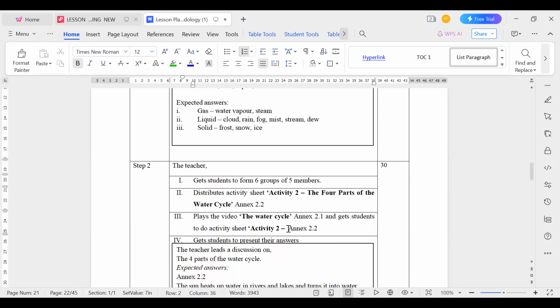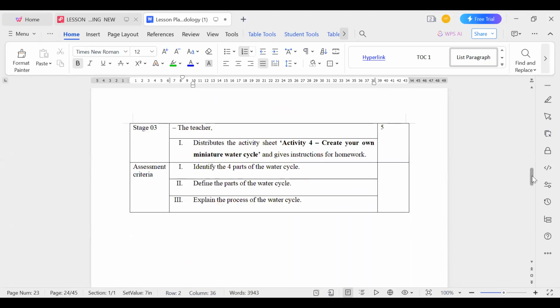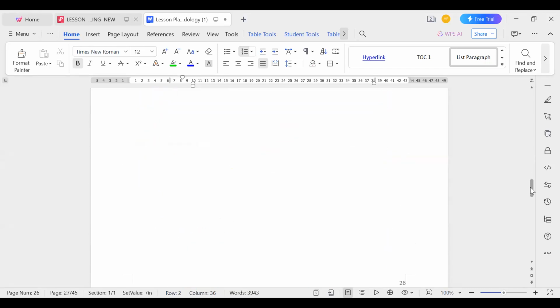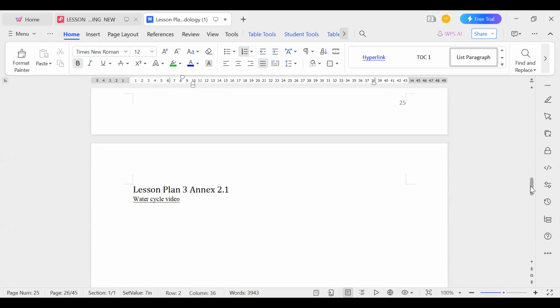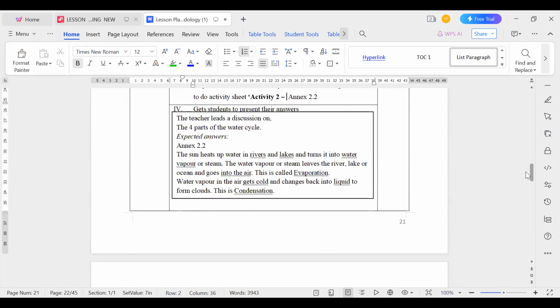The 4 parts of the water cycle. So for this stage 2, there are 2 kinds of materials needed. One is a video. That video is given in Annex 2.1. Let's see whether the link for the video is given. Yes, a link is given for the video. Here, the water cycle video, though the link is not there, you have to attach the link. And then you have to give them the activity sheet also. The activity sheet is missing, but it's all right.